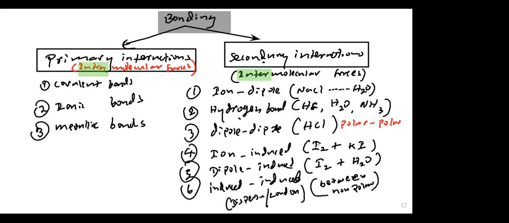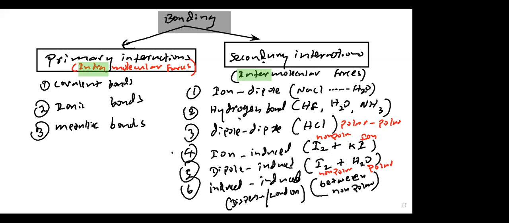Then ion induced dipole means what? Non-polar and ion. Ion means not iron, ion. Between any ion and non-polar molecule. Then the other one is polar molecule and non-polar molecule. Then you get iodine and water. Iodine dissolves slightly in water because the non-polar and polar interaction is very weak.